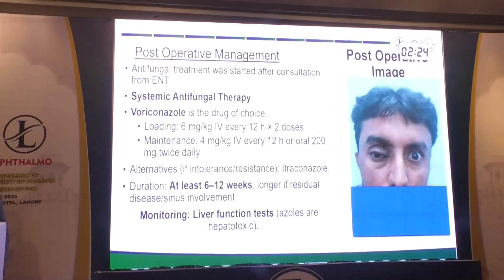So this is the post-operative image, and after the operation we started antifungal treatment for this patient, and we monitored LFT as well for this case.